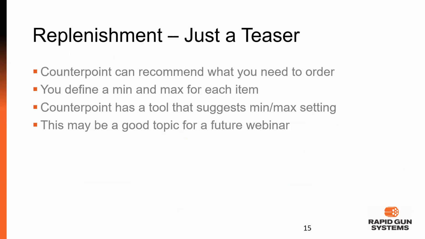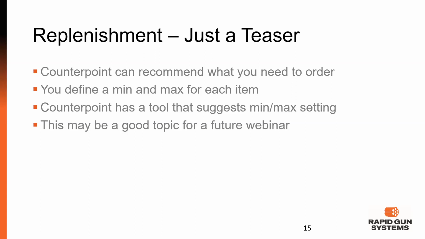Counterpoint can recommend what you need to order. It can also make recommendations on what your minimum and maximum stocking levels of items should be. You define a minimum quantity and maximum quantity on a per location basis. So if you have multiple stores, you define per store based on that store's performance how low the minimum stocking quantity should be, and the maximum. Counterpoint does have the tools to equip you and show you this is what we think your minimum and maximum should be based on this sales period, and assign those for you.